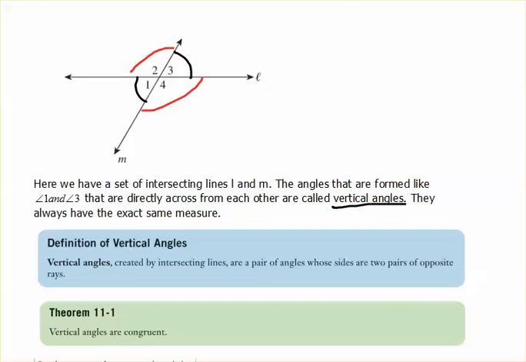Now, the definition of a vertical angle says that they are created by intersecting lines, which we can see from here. They are a pair of angles whose sides are two pairs of opposite rays. So, opposite being from the original angle. And then we have a theorem here that says vertical angles are congruent.